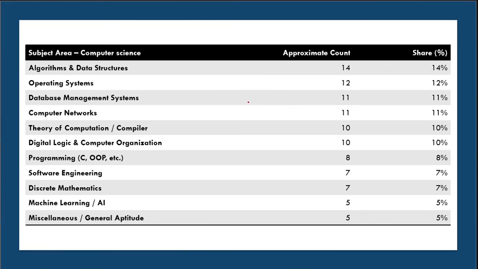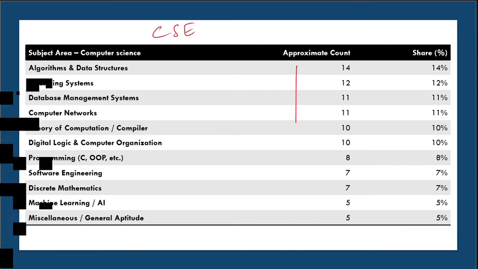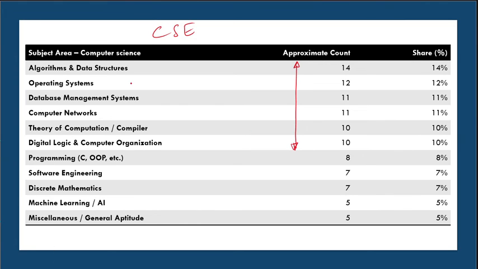And now let us go towards computer science, that is for CSE background people. CSE background people need to focus more on these first two-digit numbers of questions you see here: algorithms and data structures, operating systems, database management systems, computer networks, theory of computation or compiler design, and then digital logic and computer organization. The rest covers somewhere around 30 to 35 percentile, and the rest all are 70 percentage.